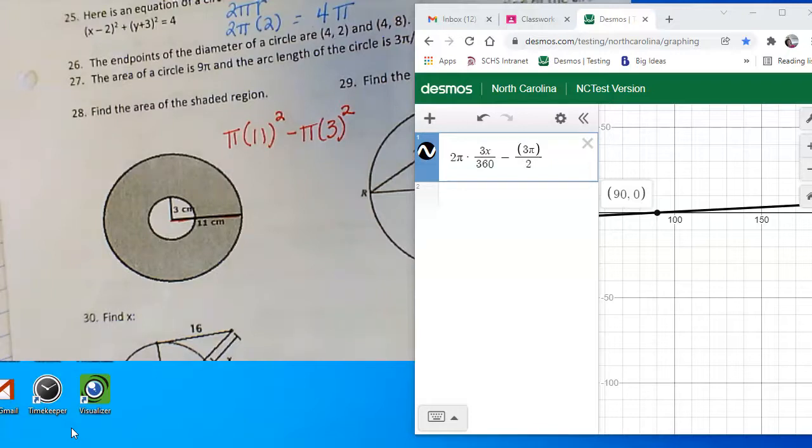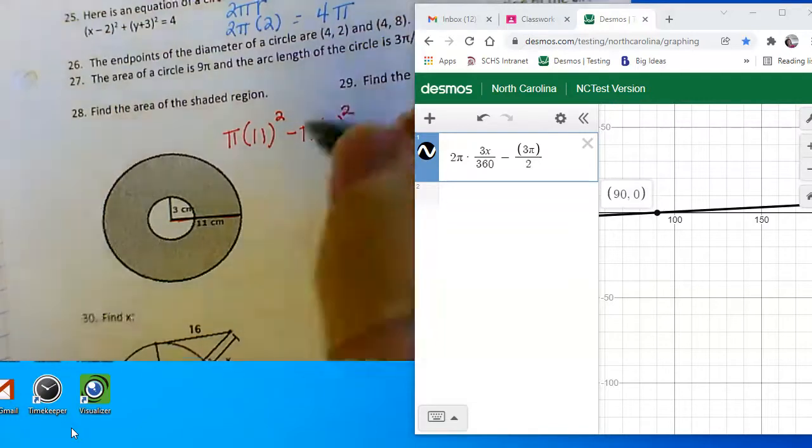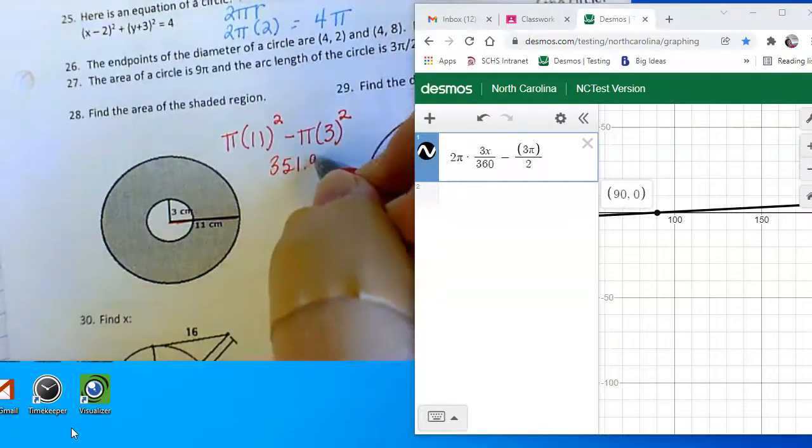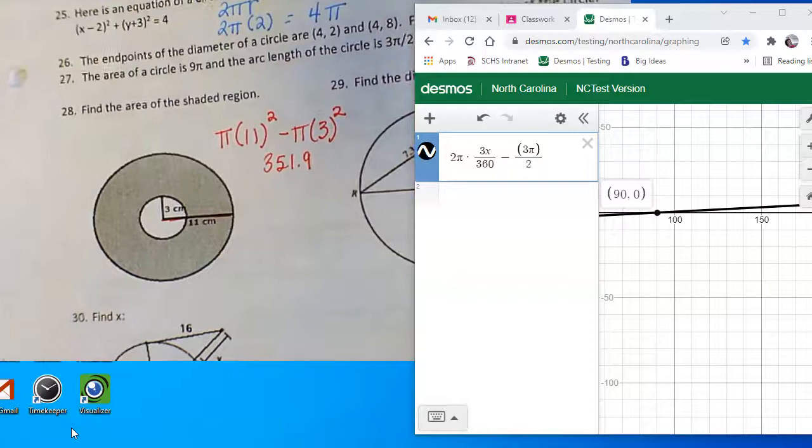So let's find out what that is exactly. Pi times 11 squared minus pi times 3 squared. And I got 351.9. Any questions about that?